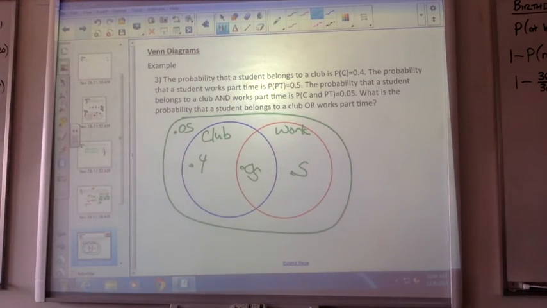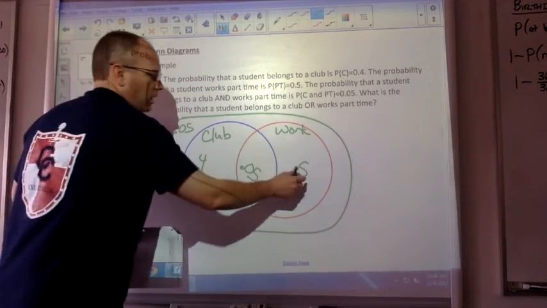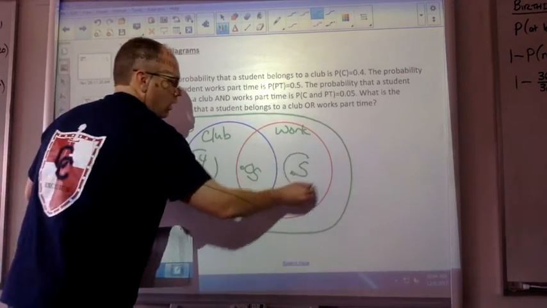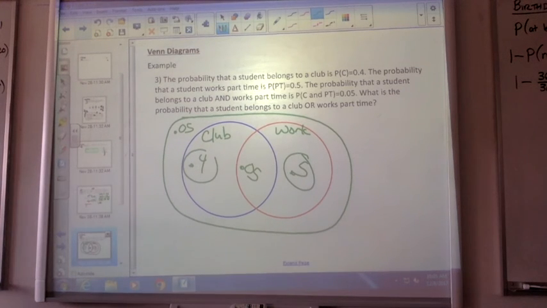So what is the probability that a student belongs to a club or works part-time? 0.4 plus 0.5, that's your or. It's the outside, which gives you 0.9. Okay?